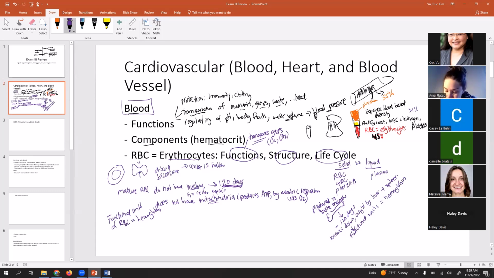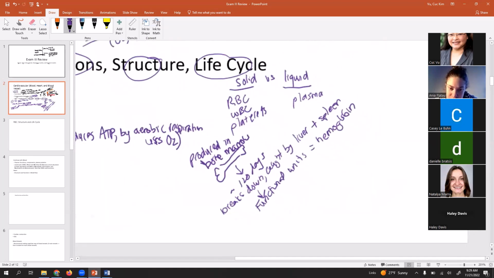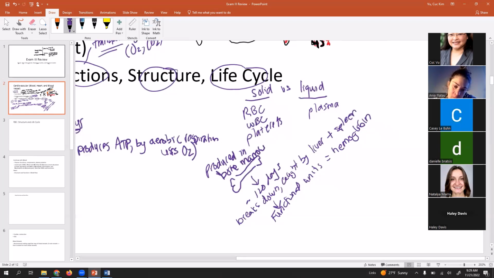Okay, so let's go further with that. Let me see if I can expand this a little bit so I have a little more room. Hemoglobin has two main parts. What are the two parts of hemoglobin? It's got the heme groups. There's 4 of them. And it's got the globin chains. What are the globin chains made up of? Protein.